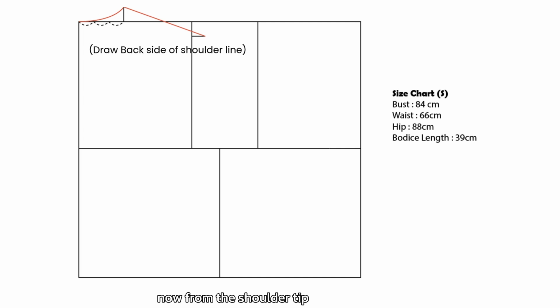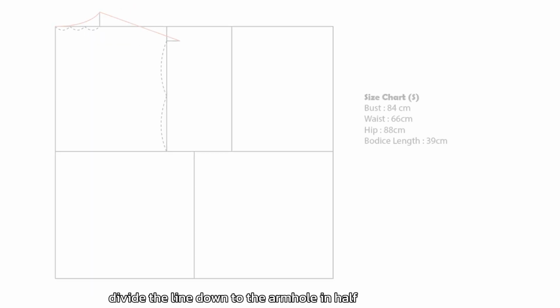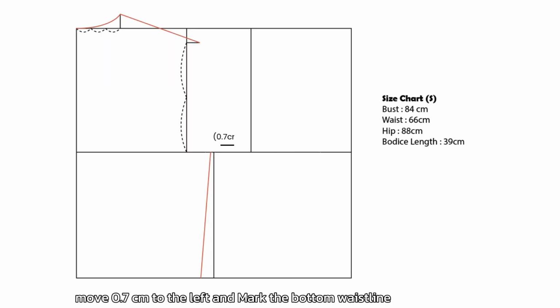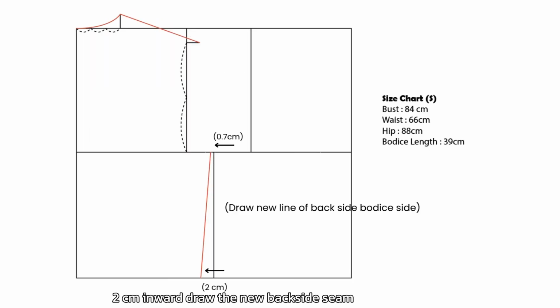Now, from the shoulder tip, divide the line down to the armhole in half and sketch accordingly. This is the guide mark to make a nice curve for the armhole part. Mark the curve to shape the back armhole easily. Then, from the back armhole, move 0.7 cm to the left and mark the bottom waistline 2 cm inward. Draw the new back seam. The inward back helps to make the curve of the woman's body beautifully.